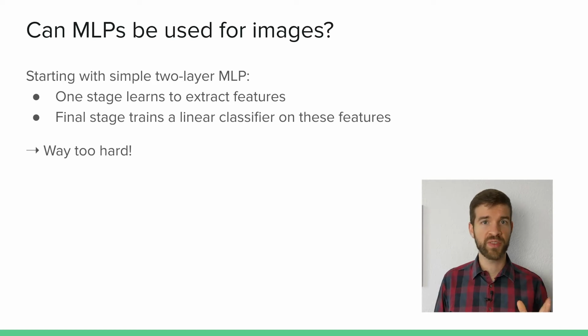If we think about a simple 2-layer multi-layer perceptron, we could think about it in the following way: the first layer would try to make some sense of these pixels and learn to extract features. And the second layer then would be in charge of classifying them to do whatever we want it to do, for example, image classification. The problem is that this is way too hard and does not work.